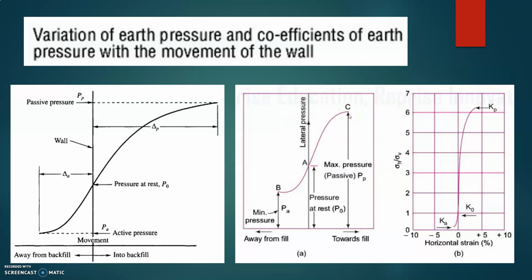This is the diagram which shows the variation of earth pressure and coefficient of earth pressure. You can see this is the active state away from the fill and this is the passive state towards the fill. This is the passive pressure, this is at rest, and this is the active earth pressure. From here to here this is PA, the active earth pressure, and this is the pressure at rest, and from here this is the maximum pressure, that is passive pressure. So here you can make out P naught is always greater than PA but smaller than PP.